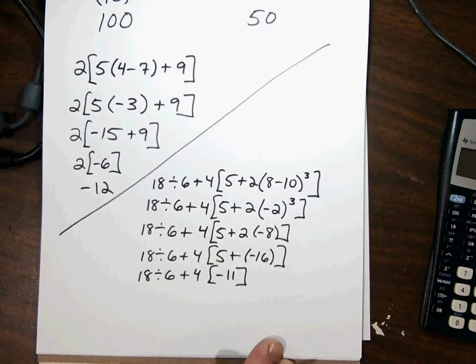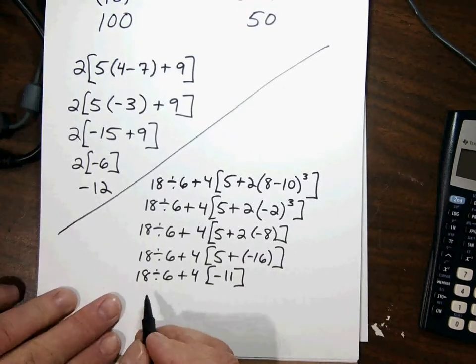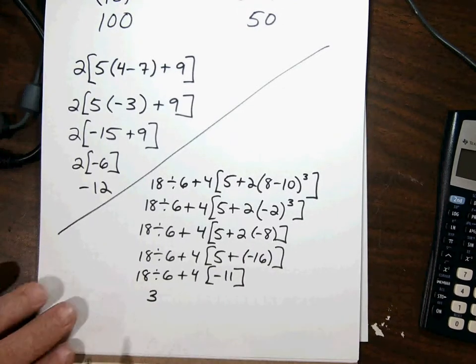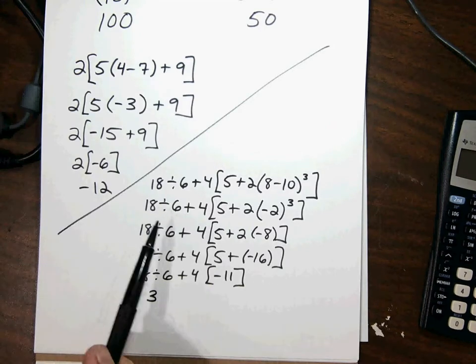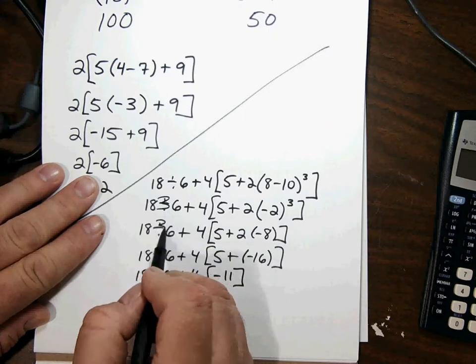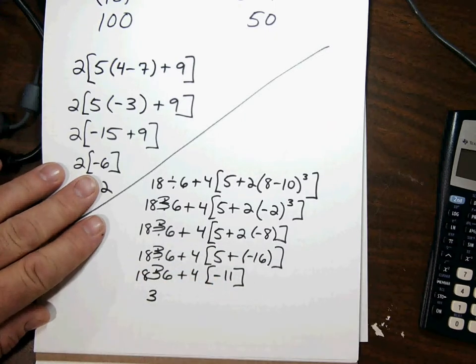Now, you may have asked the question, 18 divided by 6 is 3. You notice every one of these steps, I carry the 18 divided by 6 down. Couldn't I have written a 3? Couldn't I have put a 3 here, 3 here, 3 here, and just left that 3 instead of waiting so long to do the 18 divided by 6? Couldn't I have done that? And the answer is yes.